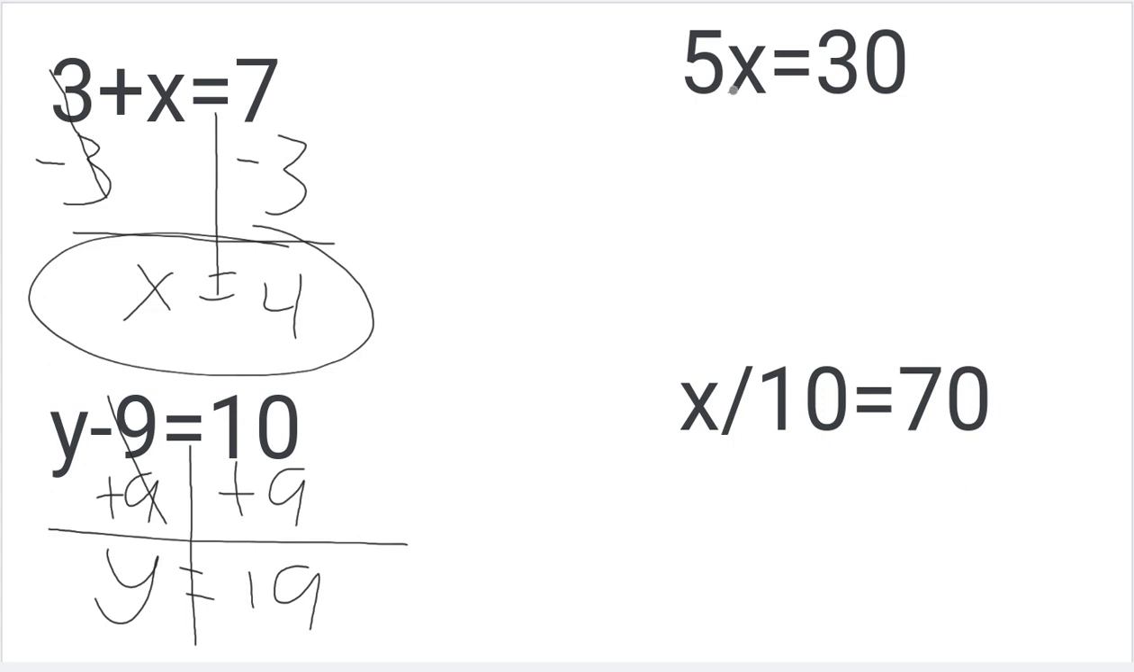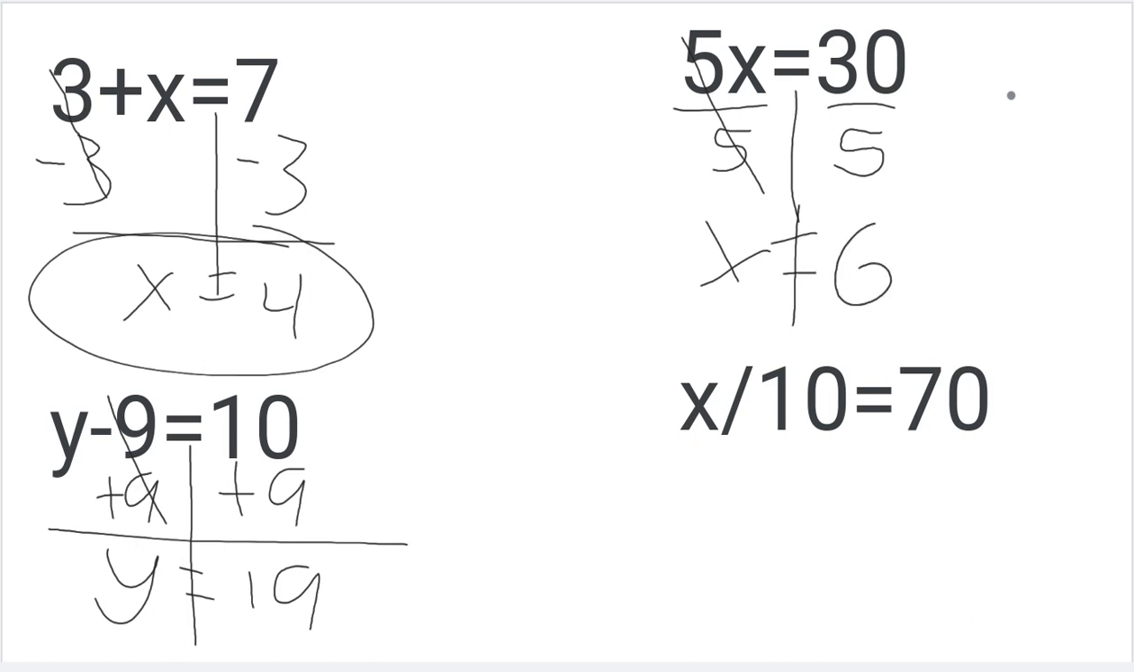When a number and a variable are touching, this means multiplication. So the opposite would be to divide by 5. What I do to one side of that line, I have to do to the other. That cancels. I'm left with just x. And then 30 divided by 5 is 6.